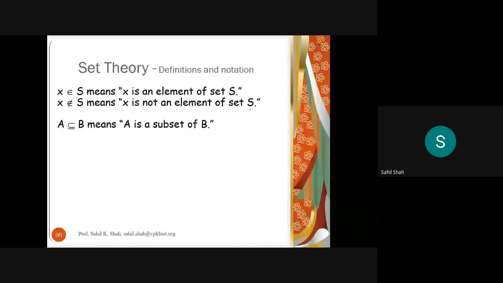Further to this, we have a special notation to denote a relationship between one set and another. If I want to establish a relationship between A and B, I will say A is a subset of B if all the elements of set A are also present in set B. A is a subset of B. I hope this is making sense. We are going to see the definitions shortly.